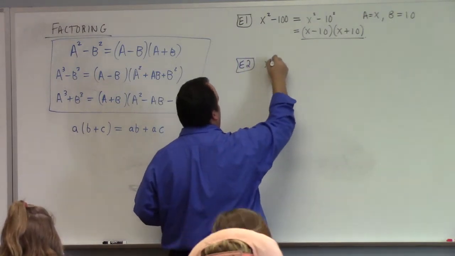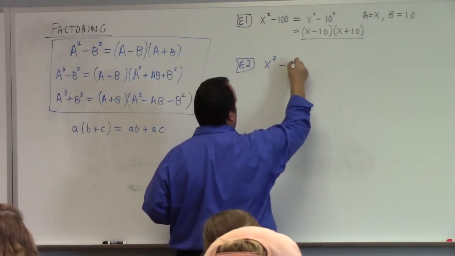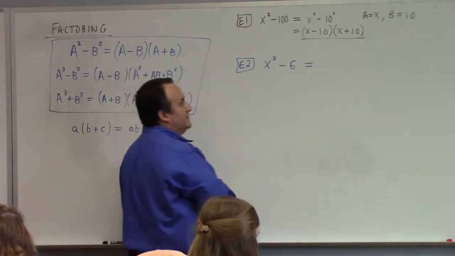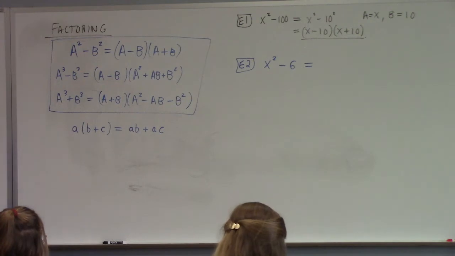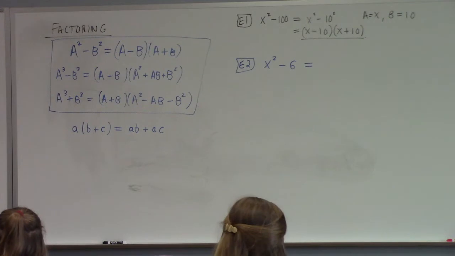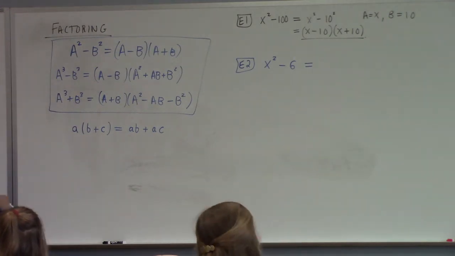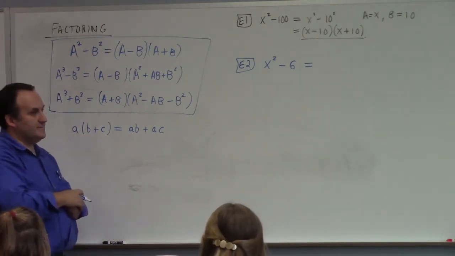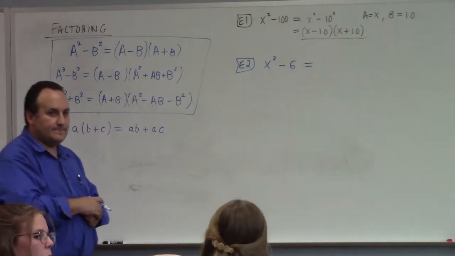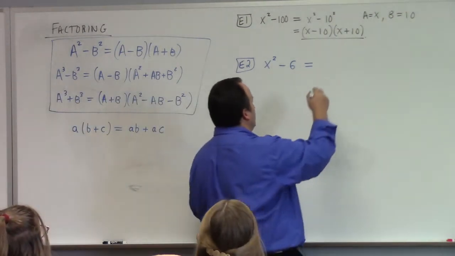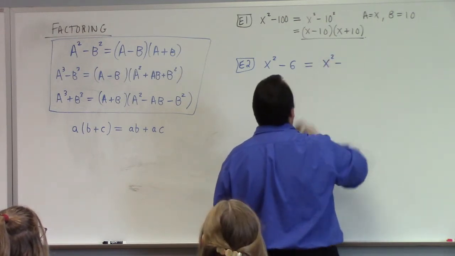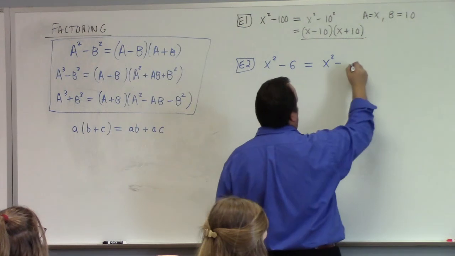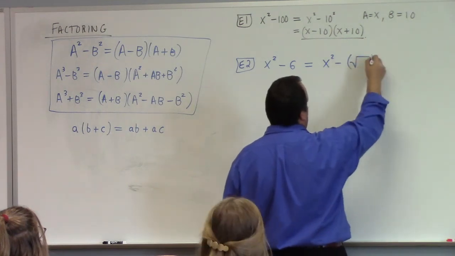Here's one that you might get hung up on. x squared minus 6. Can you factor this? Somehow cancel out the square. Oh, you write it in reverse, right? I want the square root of something squared here, right?